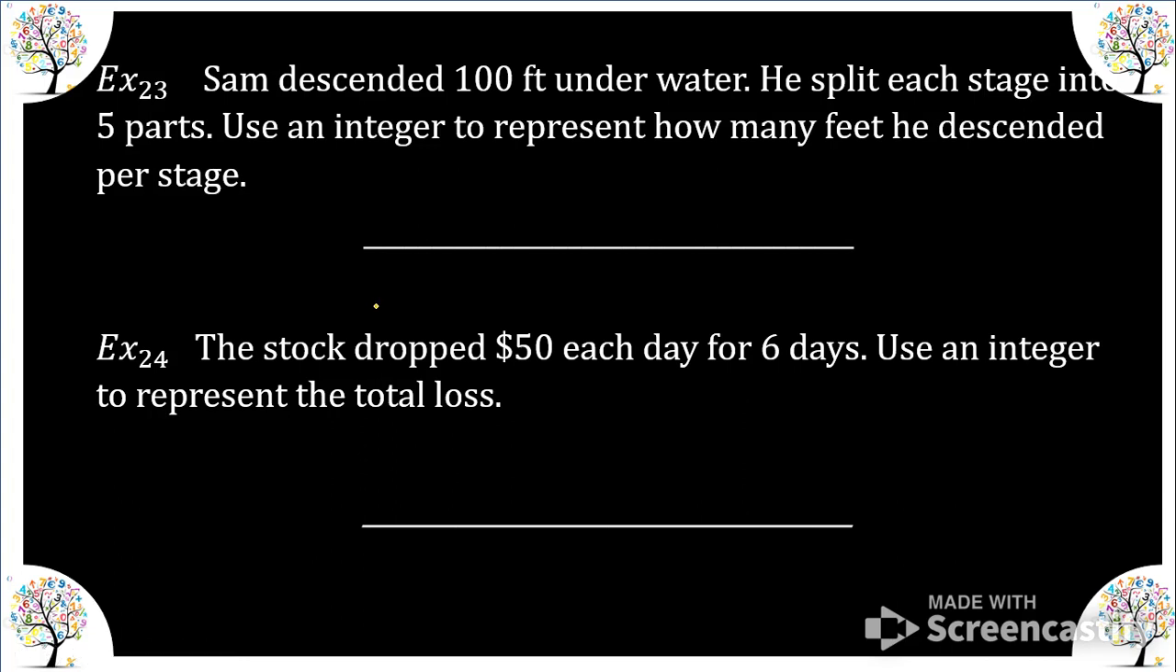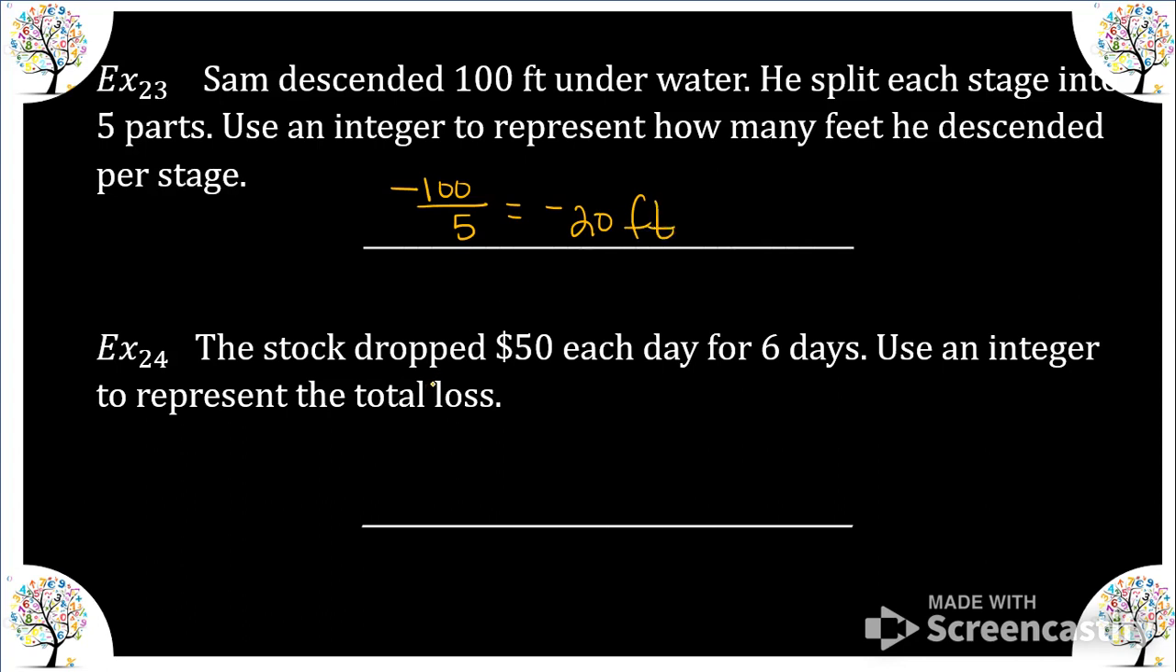So Sam descended 100 feet under the water. So descend means negative. He split each stage into 5 parts. So using an integer to represent how many feet he descended per stage, he begins at 100 feet underwater. I'm going to use a negative. And then it was divided into 5 stages. So each stage he was going down 20 feet.